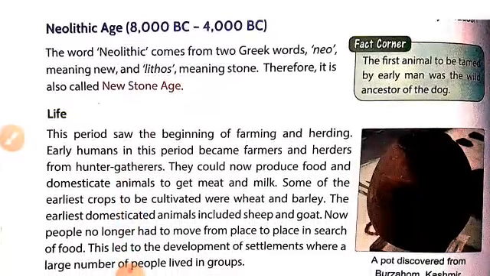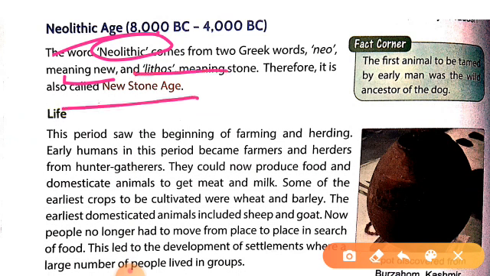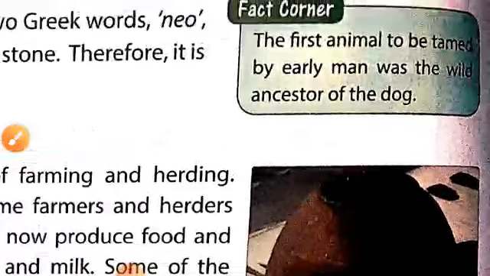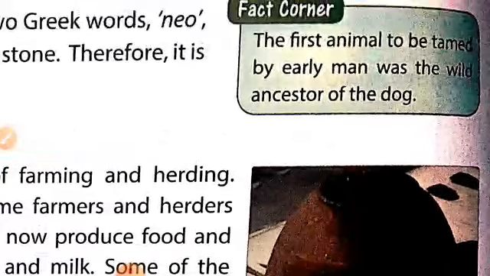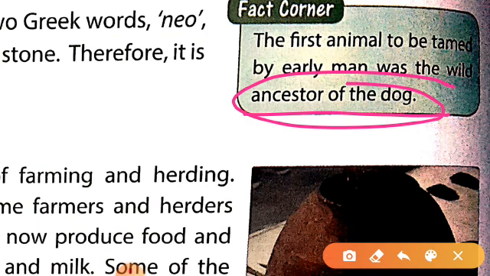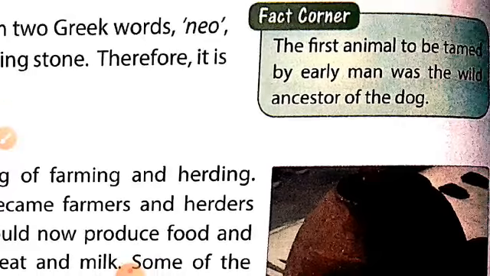Next topic is the Neolithic Age. The word Neolithic: neo means new, as you know already, and lithos means stones. Therefore this age is also called the New Stone Age. Here you can see in the fact corner, the first animal to be tamed by early man was the wild ancestor of the dog.